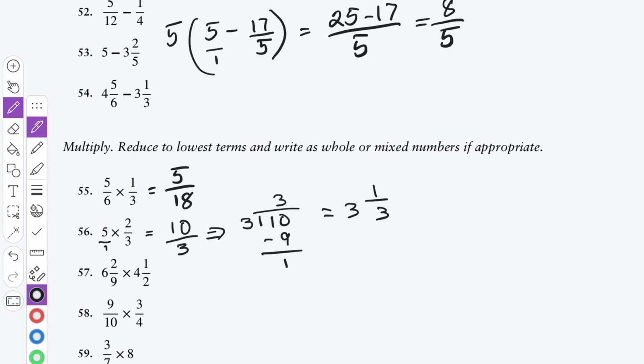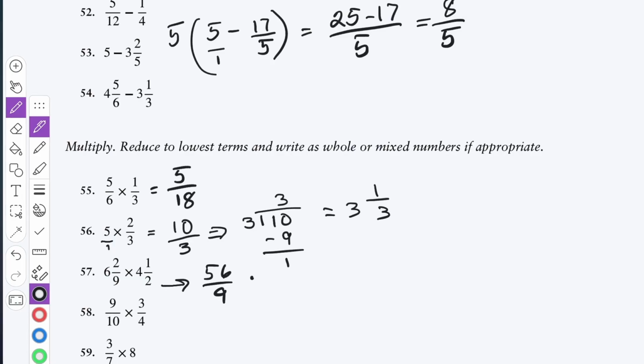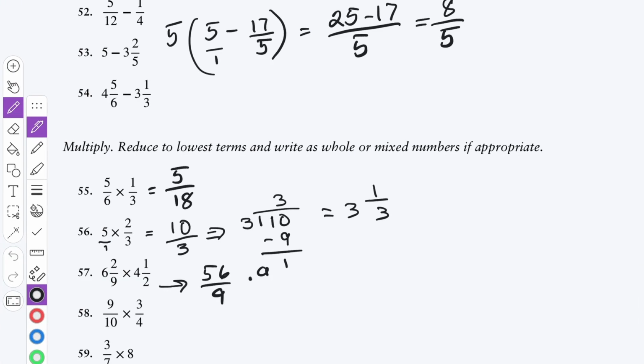And then, of course, if you have a mixed number, you need to change it into an improper fraction so that you can easily multiply. So I'm just going to draw a little arrow here. So 9 times 6 is 54, plus 2 is 56 over 9. And then we multiply the other mixed number. So 2 times 4 is 8. So that would be plus 9. So 9 over 2. And then 56 times 9, I have no idea.